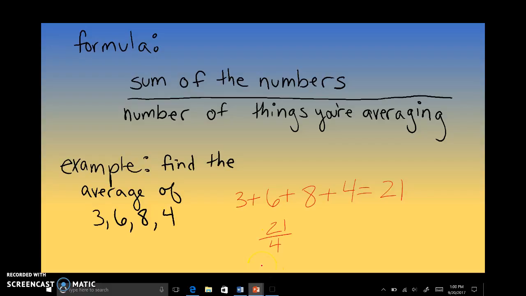When we do this, you can either do the division and use our division algorithm, or you can skip a step and just use the calculator for this easy example. And you find that our average is 5.25.